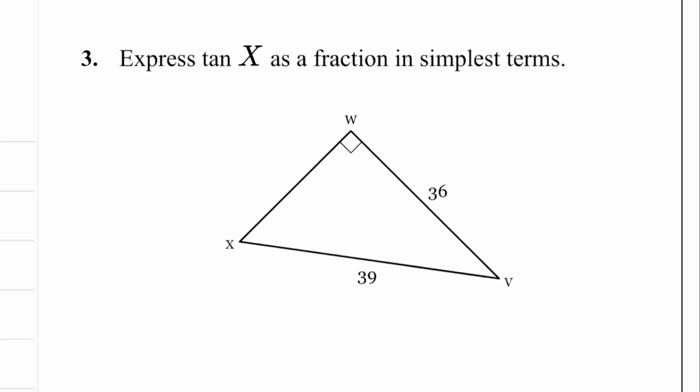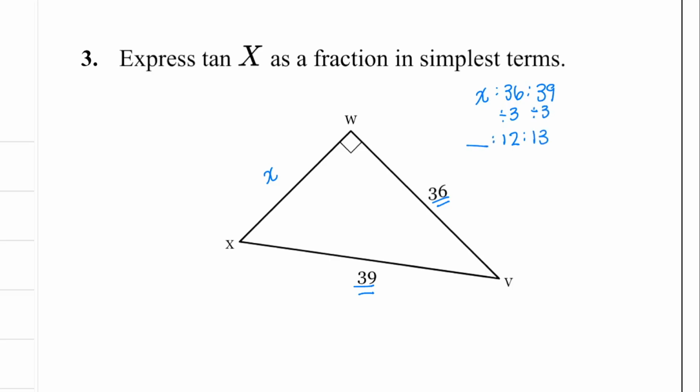Express tangent of x as a fraction in simplest terms. You can see here that we have a leg and a hypotenuse, and we have a missing leg here. So I'm going to do the leg, the other leg, and the hypotenuse. What is the greatest thing that we can divide both 36 and 39 by? It looks like it's going to be 3. So if we divide 36 by 3, we're going to get 12, and if we divide 39 by 3, we're going to get 13.